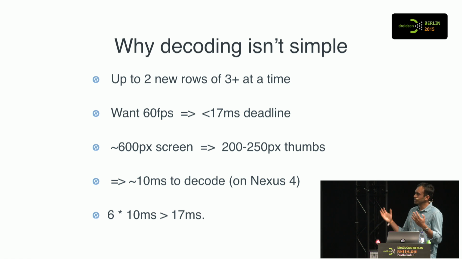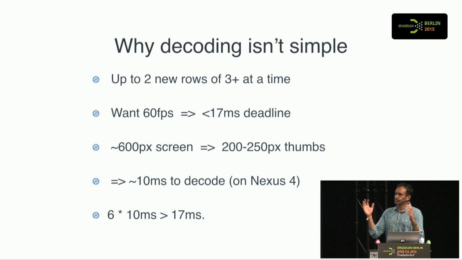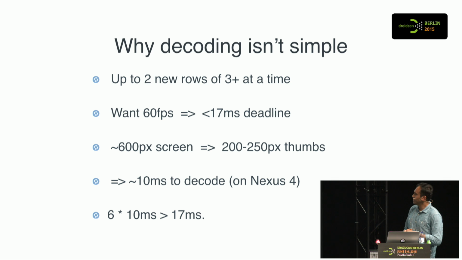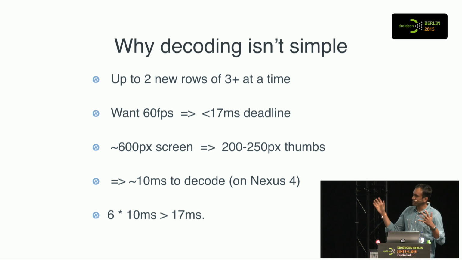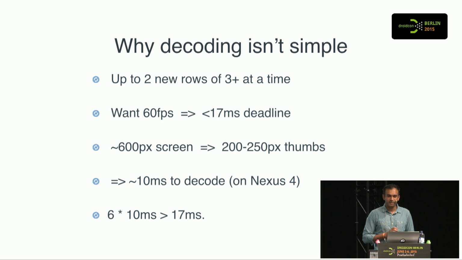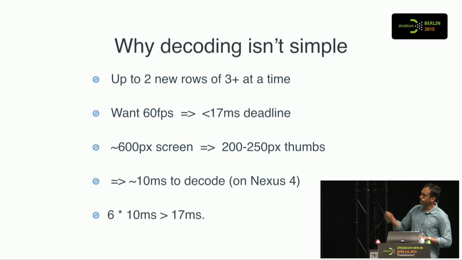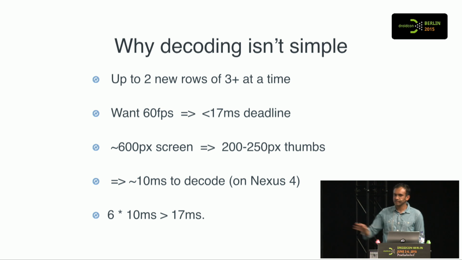And for a typical screen size, which is about 600 dp wide, 3 thumbs across is about 200 to 250 pixels per thumbnail, which takes about 10 milliseconds per thumbnail to decode on a typical Nexus 4 class of device. And I say Nexus 4 because you do want to make sure your app behaves well even on slightly older devices. And if you do the math, if you have 6 new thumbnails to load, 10 milliseconds each, that's way more than 17 milliseconds.